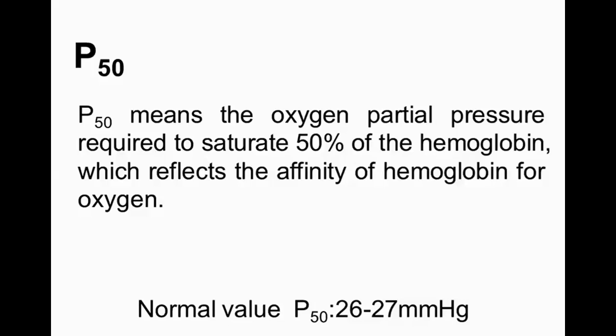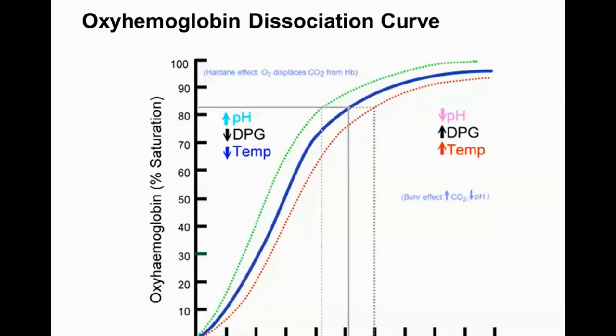The lesser the PO2, shifted to the left; the greater, shifted to the right. Normally 26 to 27 millimeters mercury. This is illustrated many times, just to show the view.